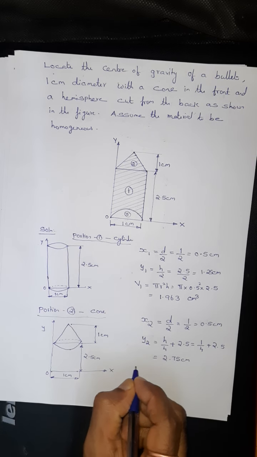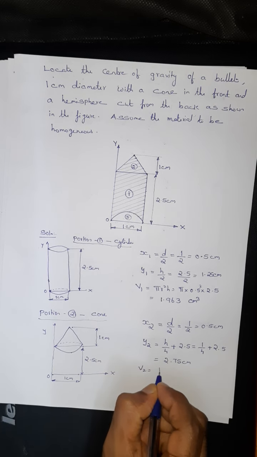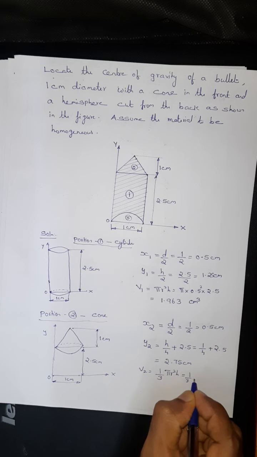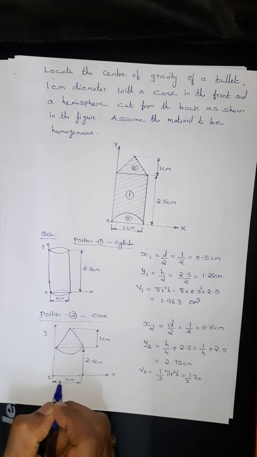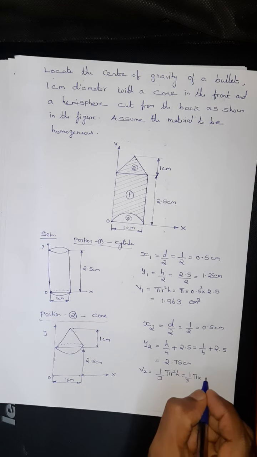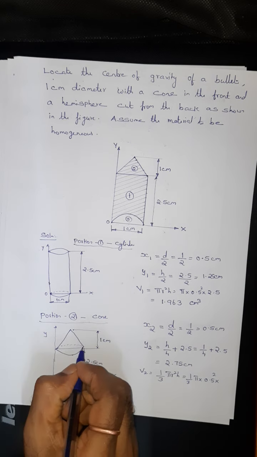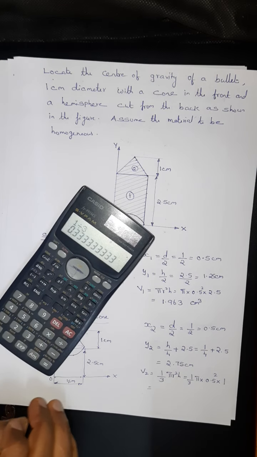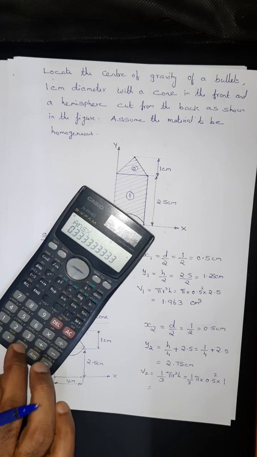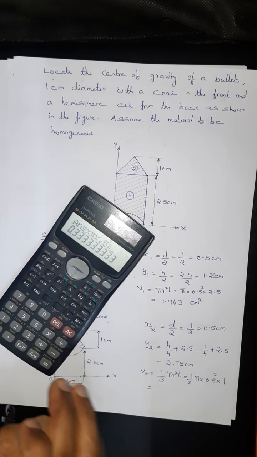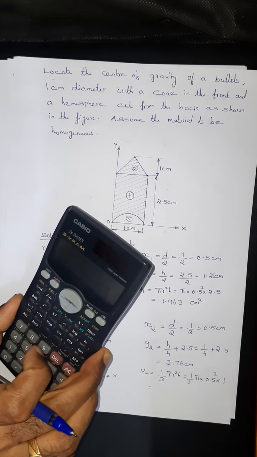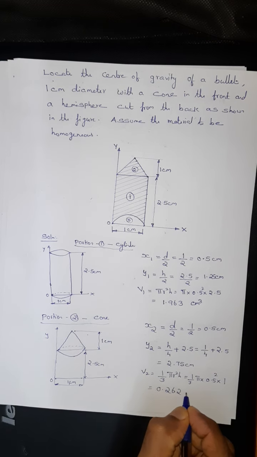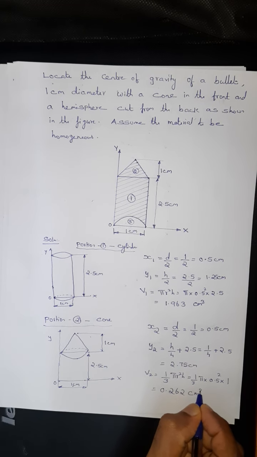2.75 centimeter. Then what about the volume formula? Volume formula is 1 by 3 pi r square h. So 1 by 3, pi is constant, radius. So the diameter is 1. Therefore the radius is 0.5 square into height is 1 centimeter. So which is equal to 1 divided by 3 into pi into 0.5 square, which is equal to 0.262 centimeter cube.